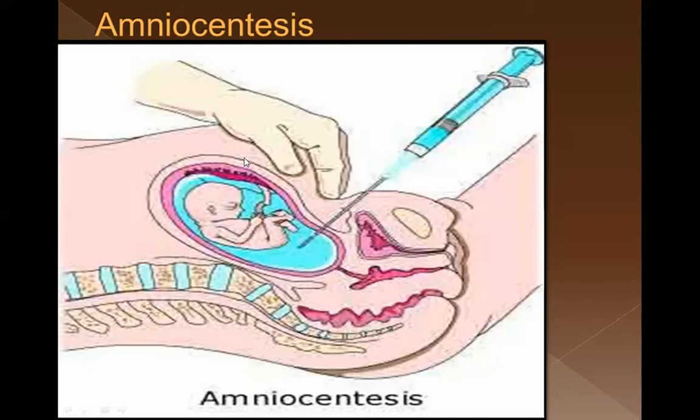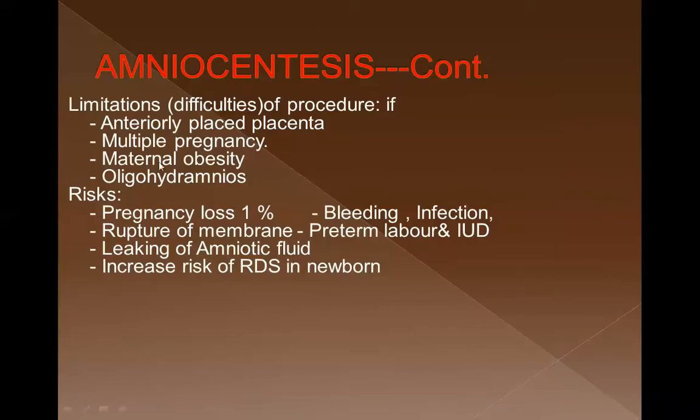شوفوا هذه البيكتشر توضح لنا الكرايتيريا or method of the amniocentesis طبعا under ultrasound guide. هذه هي النيدل اللي هو spinal needle، 20 cc راح تنسحب وراح يسوون بها كلتشر حتى كاريوتايب وكروموسومال abnormality detection. Limitation or difficulties of a procedure هو anteriorly placed placenta و multiple pregnancy، maternal obesity و oligohydramnios.